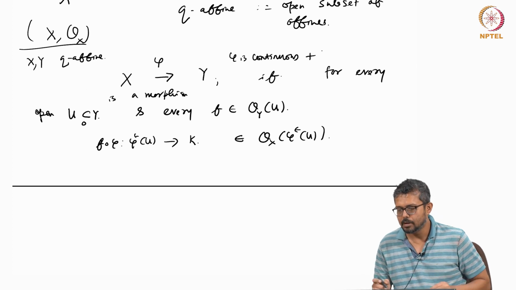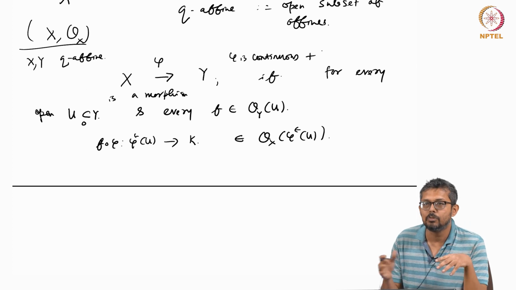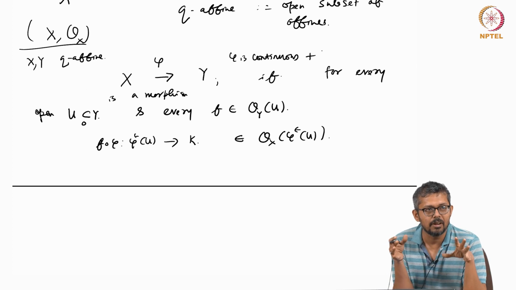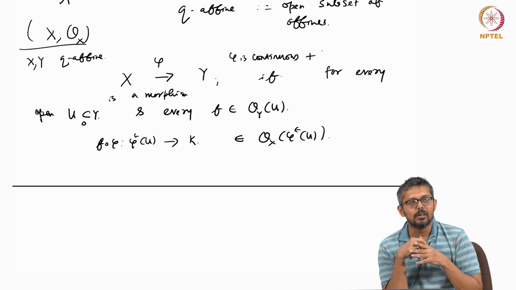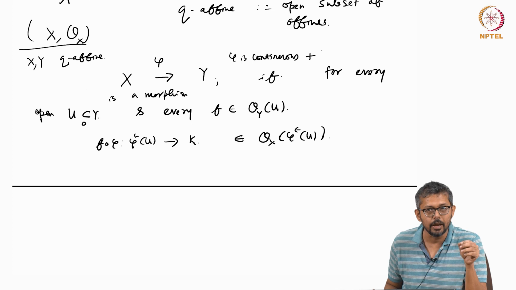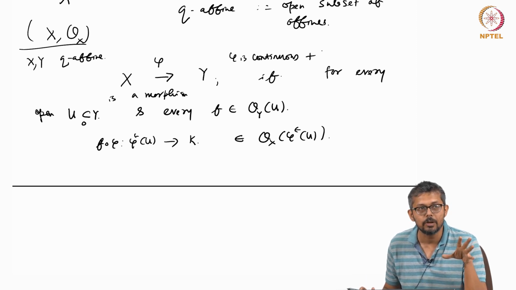Not only just a continuous map. When you define a morphism between topological spaces, it is just a continuous map. But a morphism between affine varieties is not just a continuous map. It is more. It is a lot more. For every U in Y and every regular function on Y, the composition has to be regular. So there is so much data, right? A morphism between affine varieties is no joke.